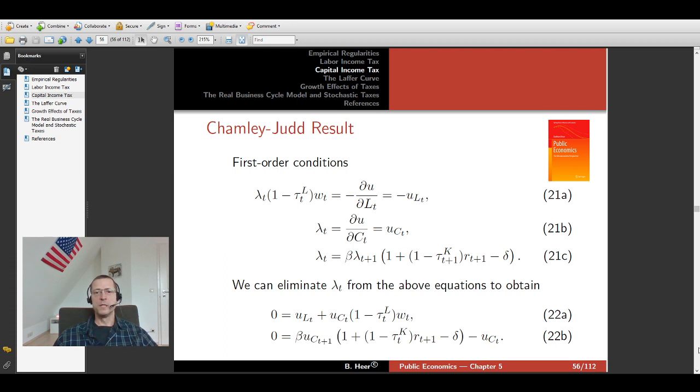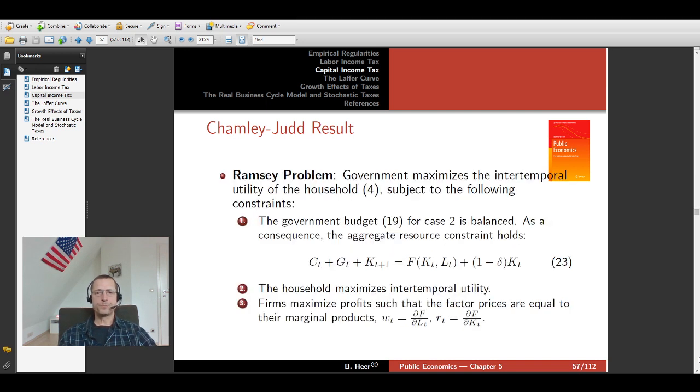So according to equation 21a, this is the first order condition with respect to labor. 21b is the one with respect to consumption, and 21c is the first order condition with respect to next period capital stock, our Euler equation. And we can eliminate the Lagrangian multiplier lambda t from this equation to obtain equations 22a and b.